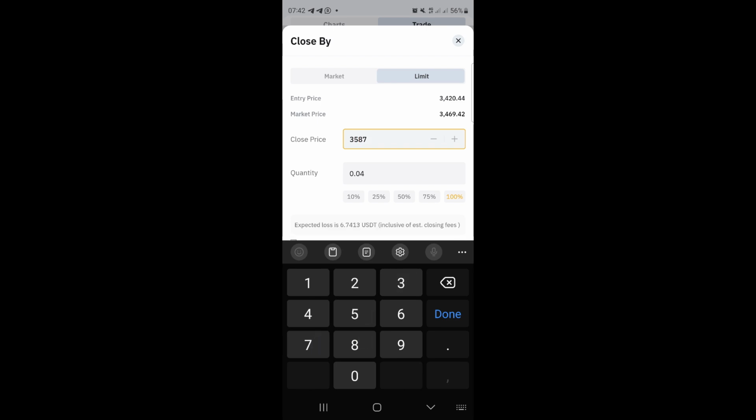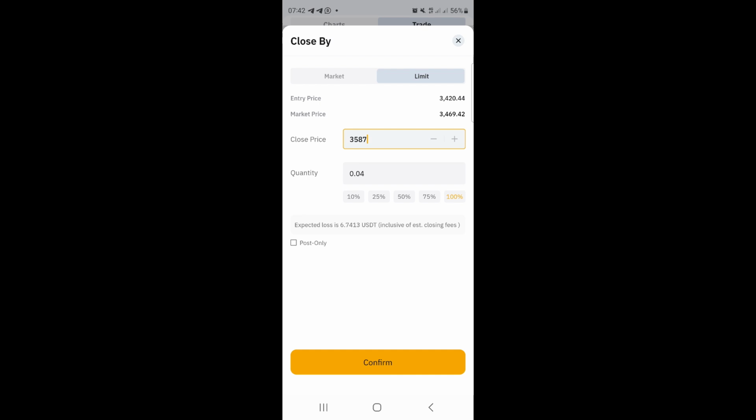It tells you, okay, this is the expected profit you're going to get. You can see it below here, 6.7413 and all that. Then you select if it's 10%, 25% or 50% of your position you want to close at that point in time. Once you select 50%, it also tells you how much you're going to get, and you click confirm. So this will now set it as an order. So even though you're not with your phone, once the market gets to this price, it automatically takes out partial profit.